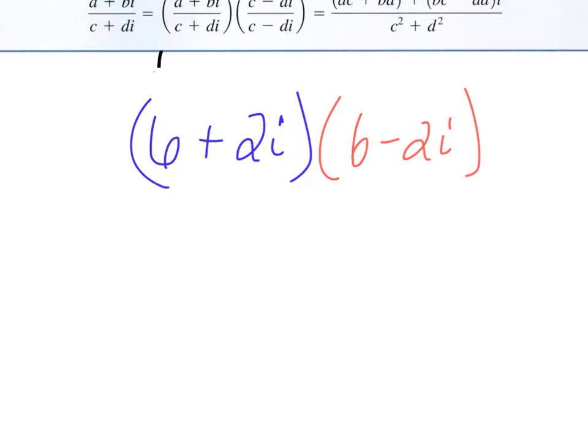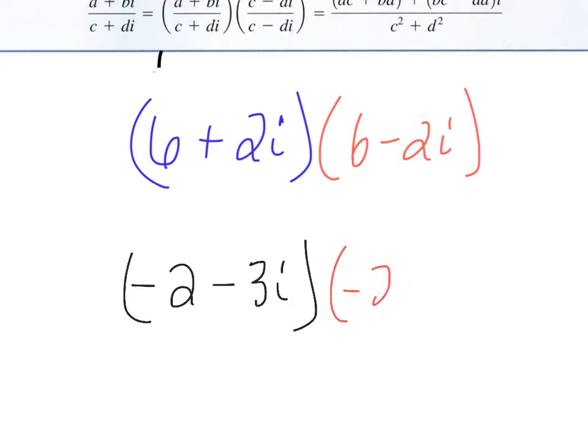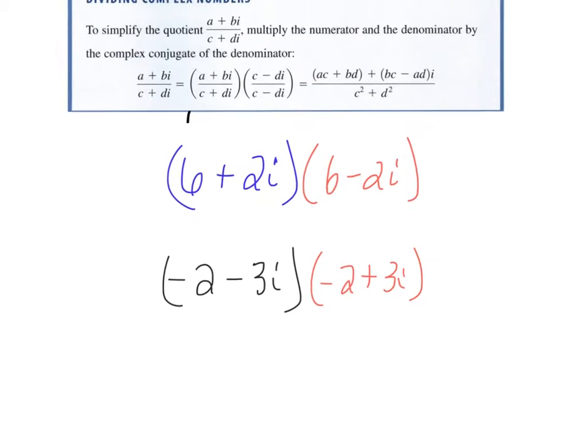Like if you have negative 2 minus 3i. So then what is the conjugate? Negative 2 plus 3i. When it's written in standard form, the only thing that you change is the sign that's in the middle. If the real part's negative, leave it negative. But you change the sign of the imaginary part. But here's the reason why. You're going to see why we did this in a second.